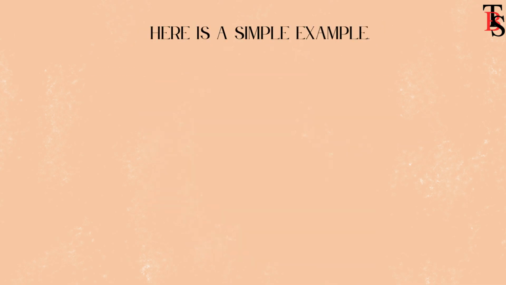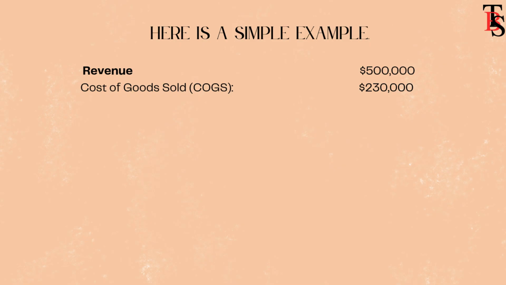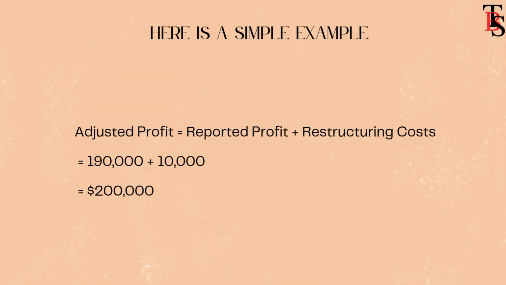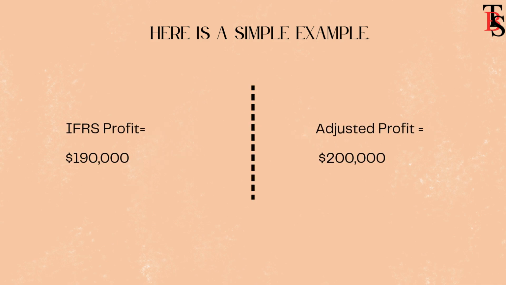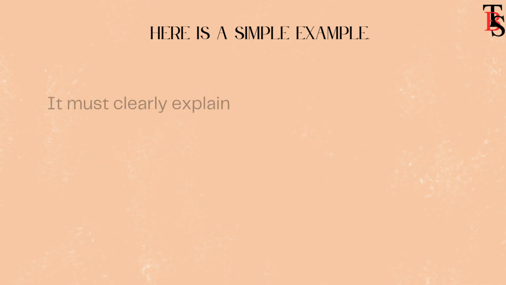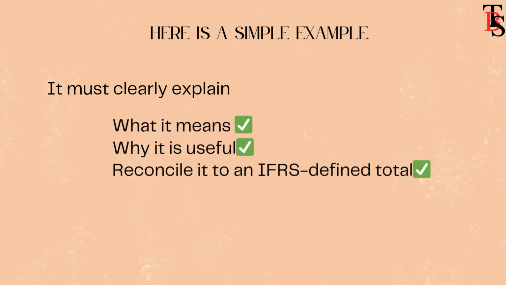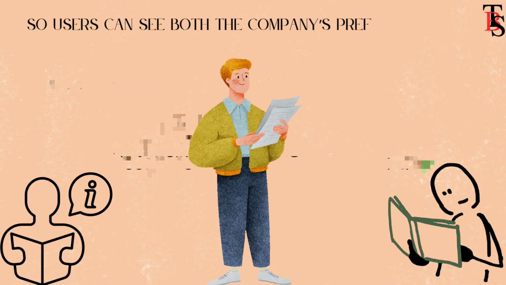Here's a simple example. Imagine a company presents revenue, cost of sales, admin expenses, finance costs, and then also shows an adjusted profit that excludes restructuring costs. Under IFRS 18, the company can still present that management measure, but it must clearly explain what it means, why it is useful, and reconcile it to an IFRS-defined total. So users can see both the company's preferred measure and the official IFRS number.